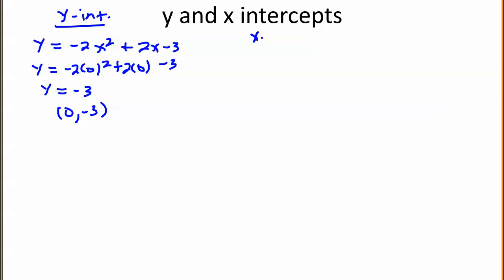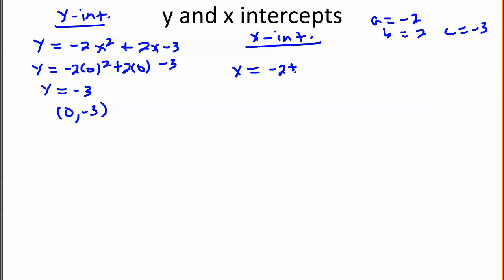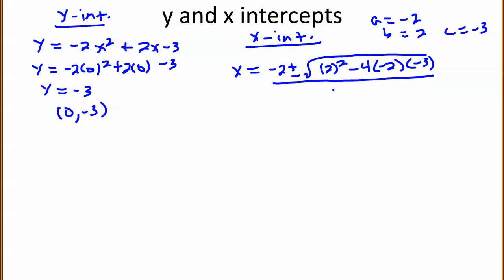Okay, let's look at the x-intercept, and I'm going to use the quadratic formula to find the x-intercept. So again, remember that a is equal to -2, b is equal to 2, and c equals -3. So remember your quadratic formula, x equals -b, so -2, plus or minus the square root of b squared, so 2 squared, minus 4 times a, which is -2, times c, which is -3, all over 2a, so 2 times -2.